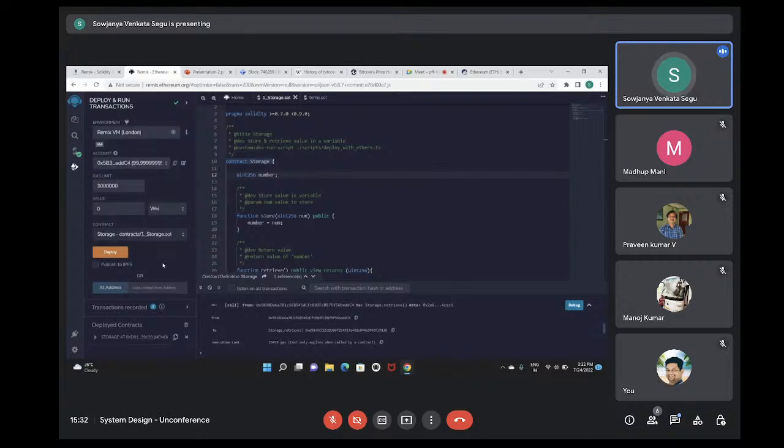For the actual development, we can use Truffle or Hardhat frameworks, which help us to deploy and test the smart contracts.